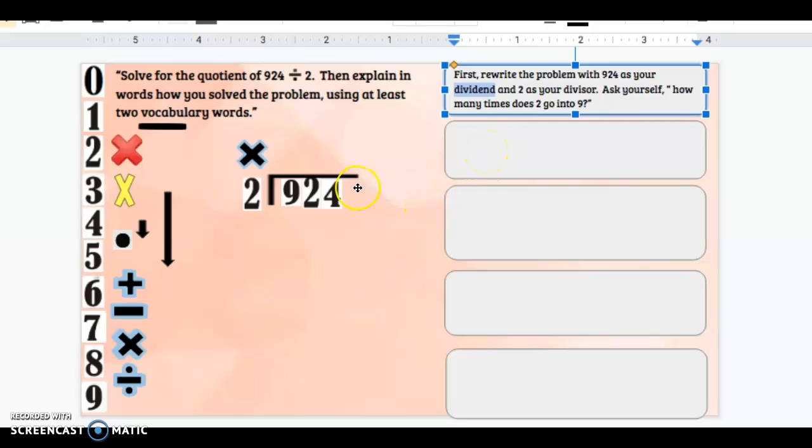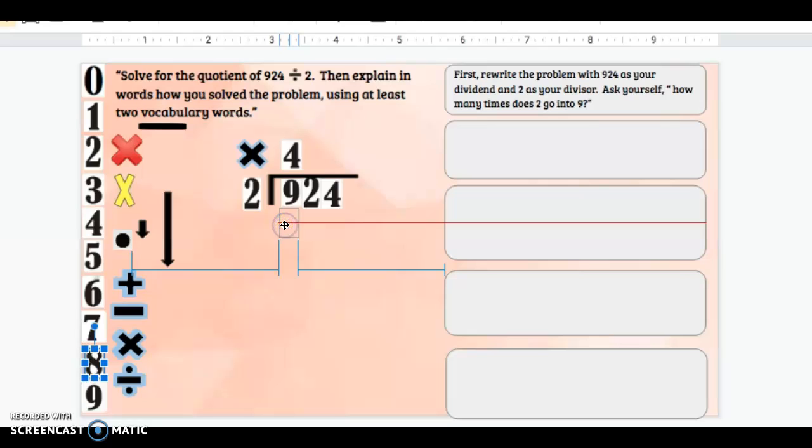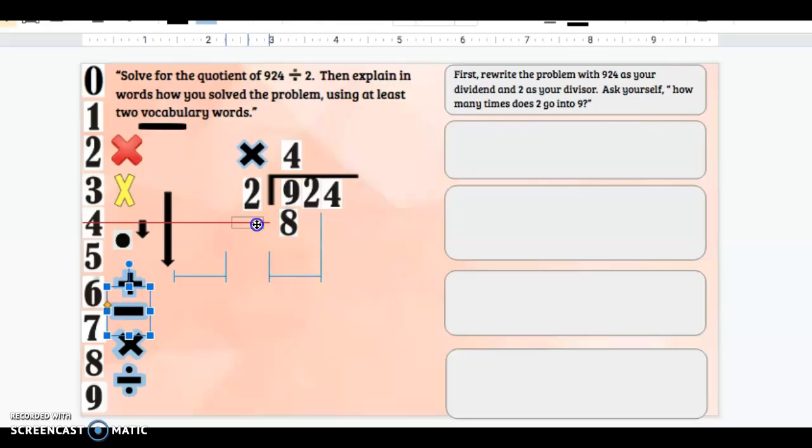So then we need to multiply and figure, well, first we have to ask ourselves, how many times does 2 go into 9? Well, 2 times 4. So we put our 4 up on top of the house, and we have to multiply 2 times 4 to get 8. And the 8 goes below the 9. And then we have to find the difference, which means subtract 9 minus 8, which is 1. So that's our next step that we do.